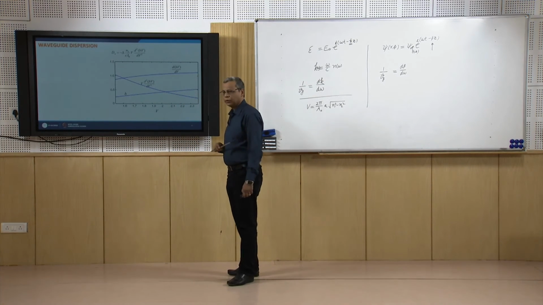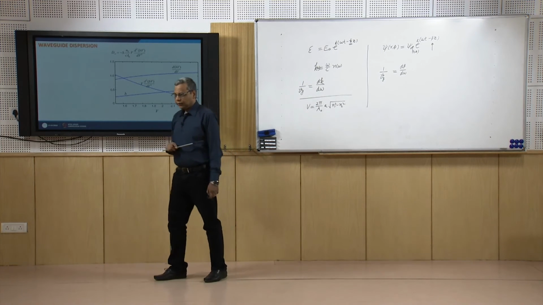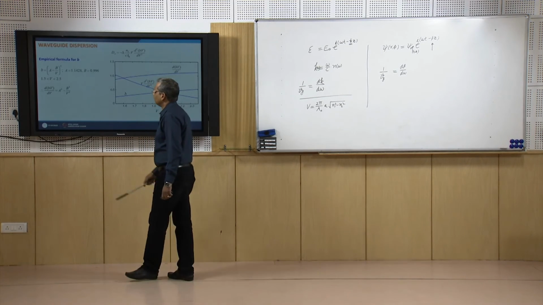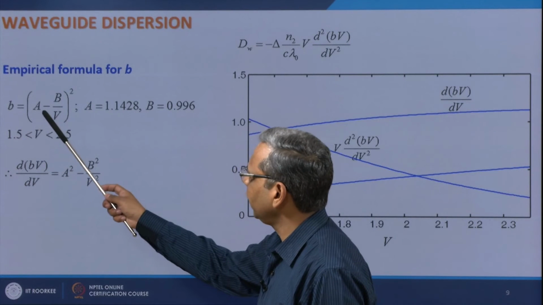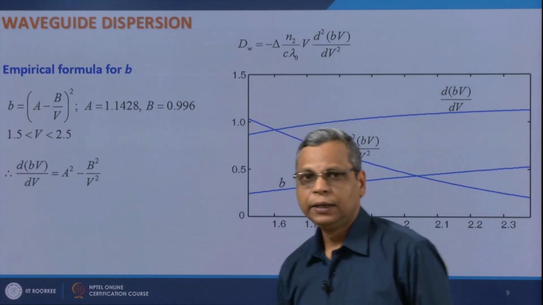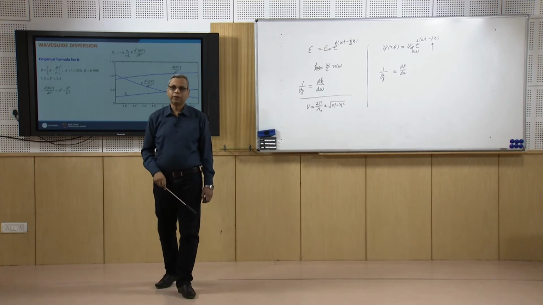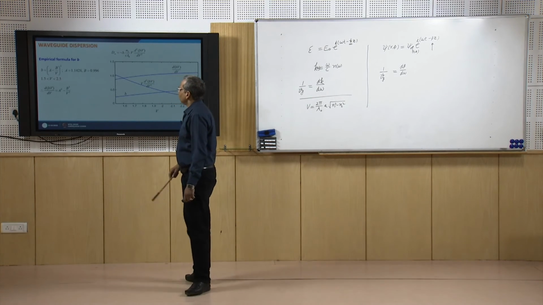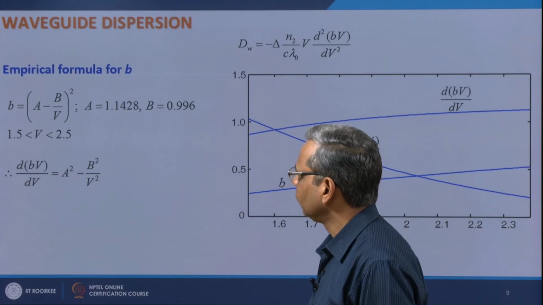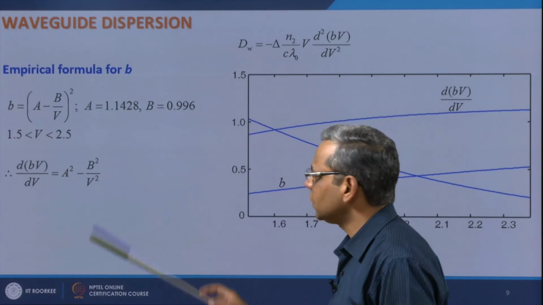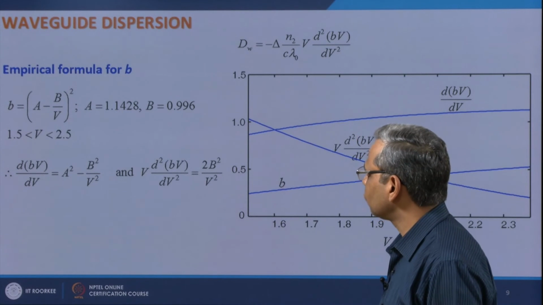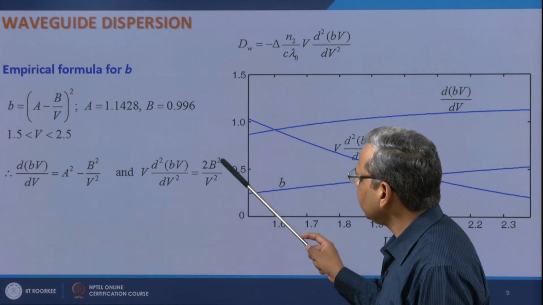Now, I also know that there is an empirical relationship between b and V, given by this formula: b is equal to A minus B over V square, where A is this, B is this, and this relationship is valid in the range of V going from 1.5 to 2.5. From here, it is not difficult to obtain dbV over dV, which will come out to be A square minus B square over V square, and then V times d2 bV over dV square, which comes out to be 2B square over V square.